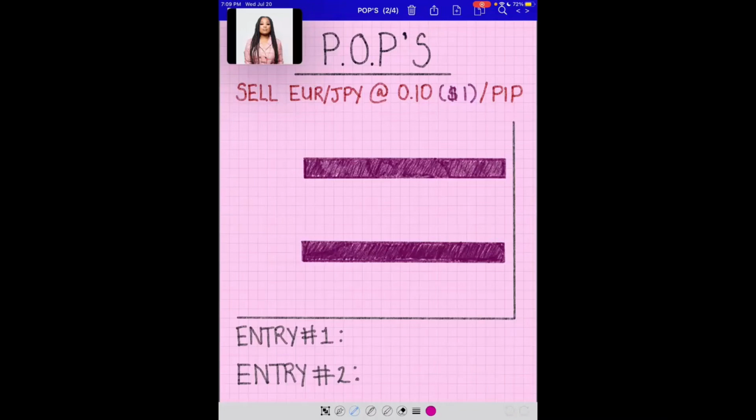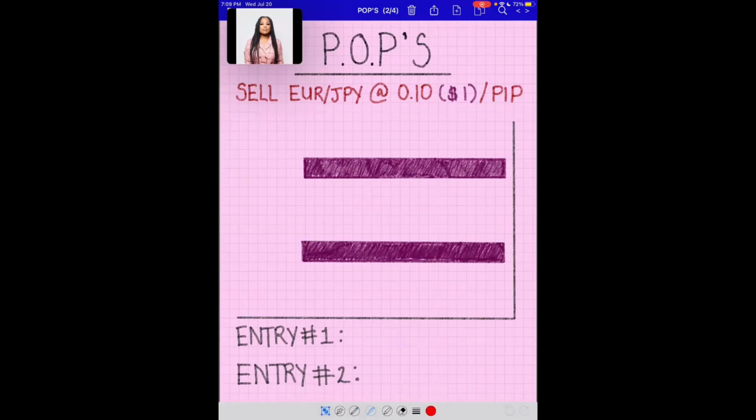So in this example, we're going to still be working with EUR JPY, but this time we're going to be doing a sell, and we're going to be leveraging a 0.10. Again, please remember that a 0.10 actually represents $1 per pip in the market.